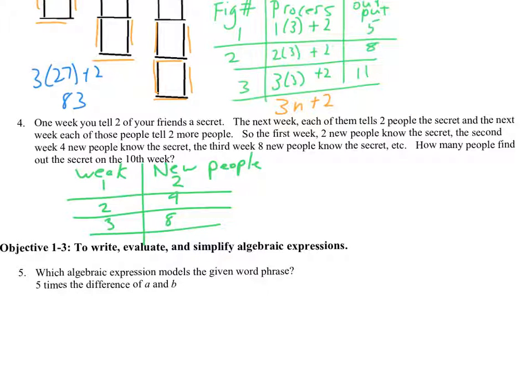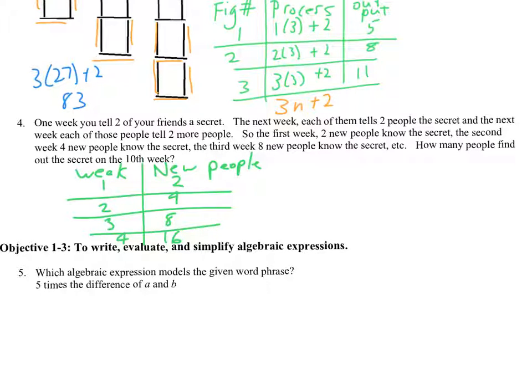Now I cheated a little bit. I read ahead to the question to kind of know how to organize my table. So looking specifically at how many people find out the secret in the 10th week, it appears that we are doubling every time. You could also think of this in a little bit different way. In the 4th week they don't say it, but it's 16. So really we're multiplying by 2 each time.